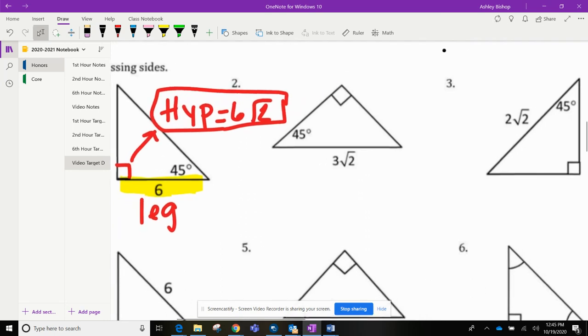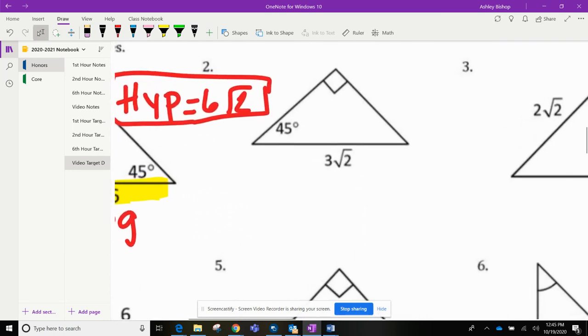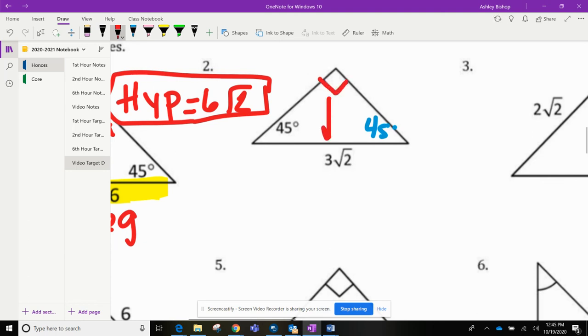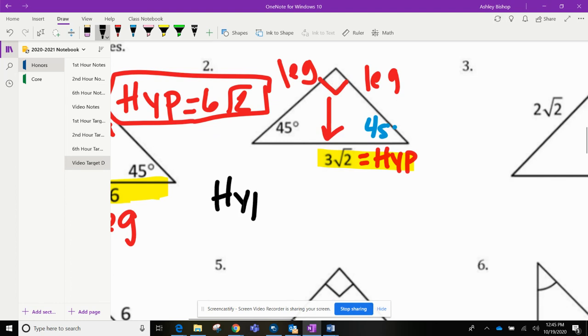All right, problem 2. I have a 45, 45, 90-degree triangle. I know that this side must also be 45. And then you're going to label your three sides. Here's my right angle. So this makes this my hypotenuse. Then this must be a leg, and this is a leg. Then write what you know. Go find the piece of information that I gave you. I gave you this side. So I gave you the hypotenuse and what it was equal to. It's equal to 3 root 2.